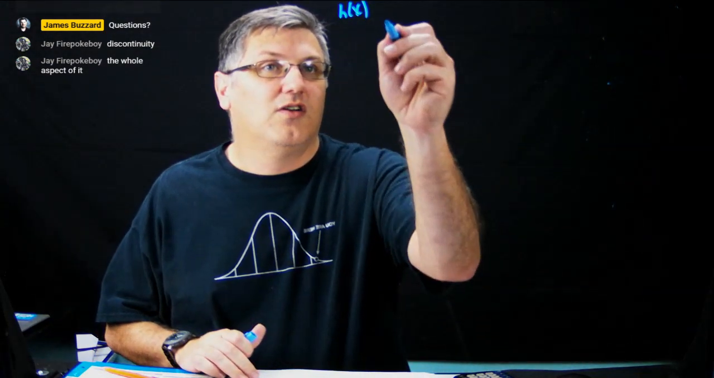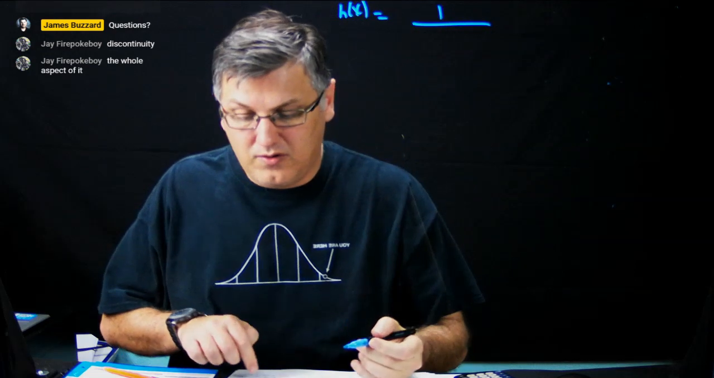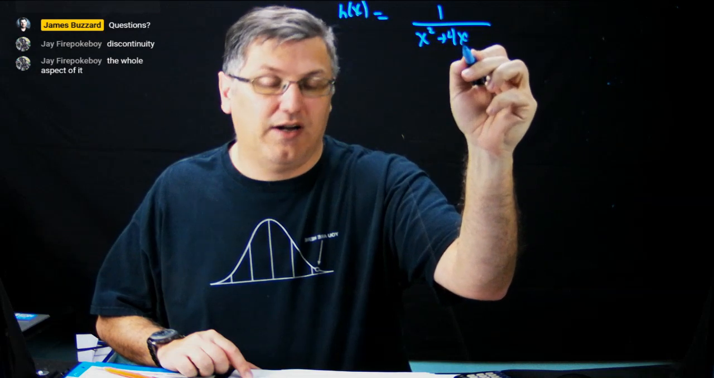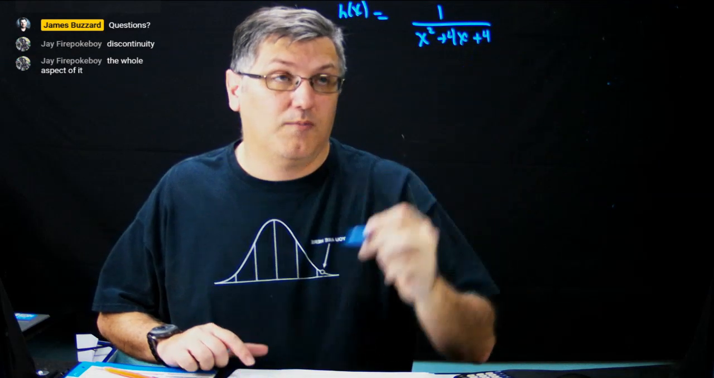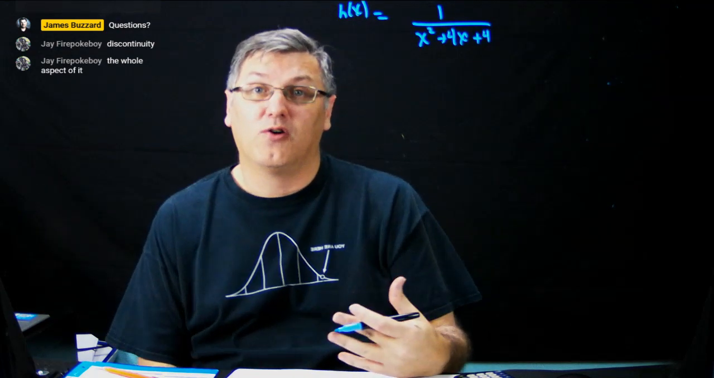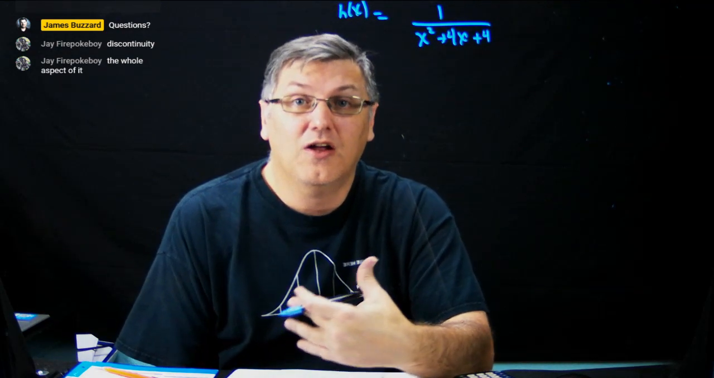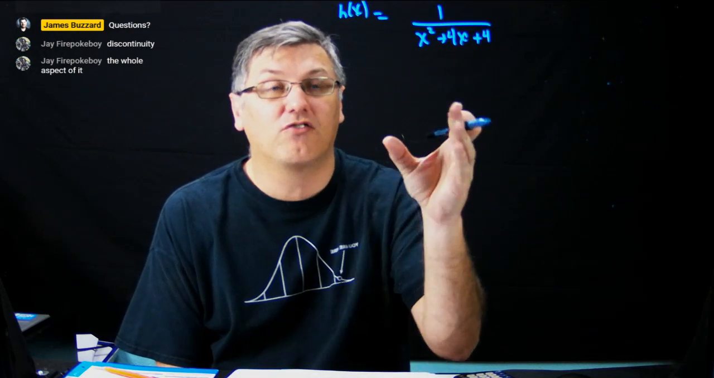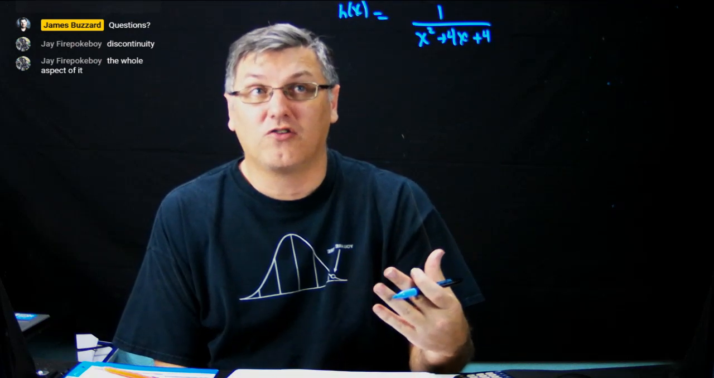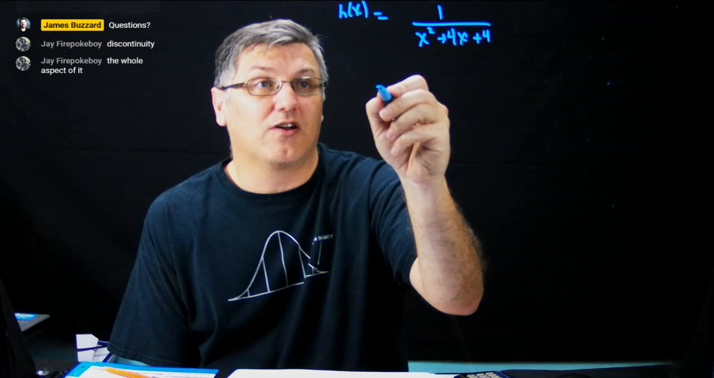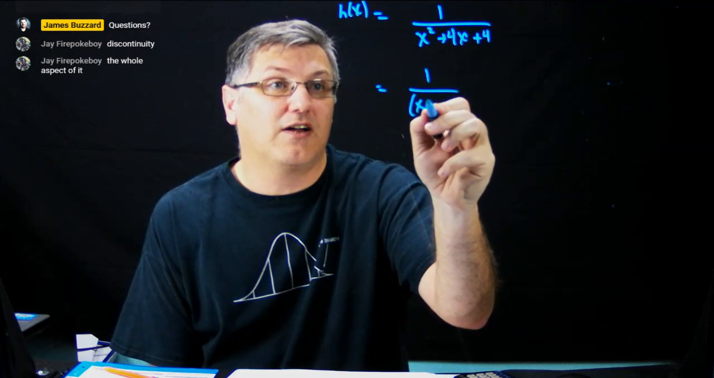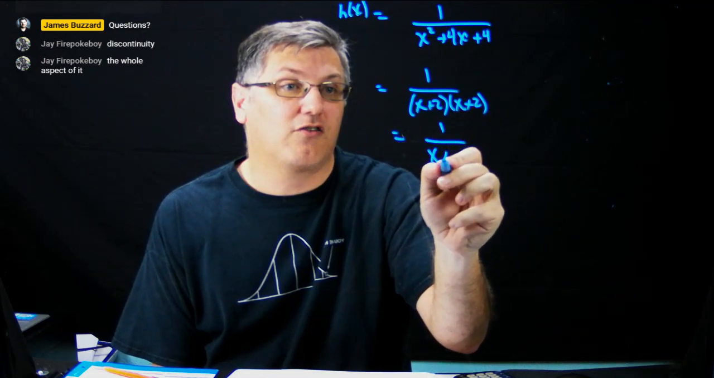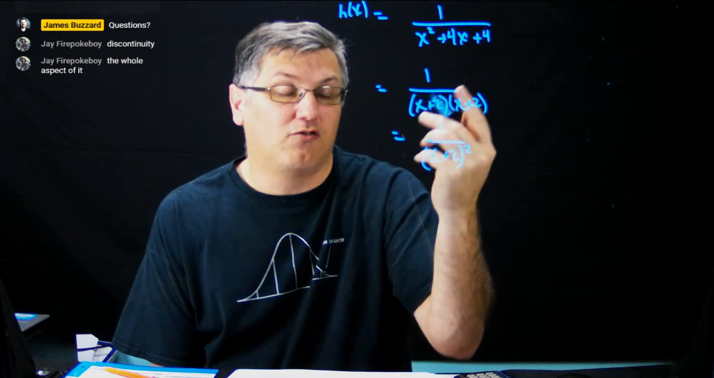So h of x equals 1 over x squared plus 4x plus 4. Here I'm asking you to find the vertical asymptotes, which is another form of discontinuity. The hole is called removable discontinuity because we remove that part out of the rational function when we simplify. This part we're not going to take anything out. So I need to factor everything like always. So I have 1 over x plus 2 times x plus 2, which is 1 over x plus 2 squared, because I have 2 of them.